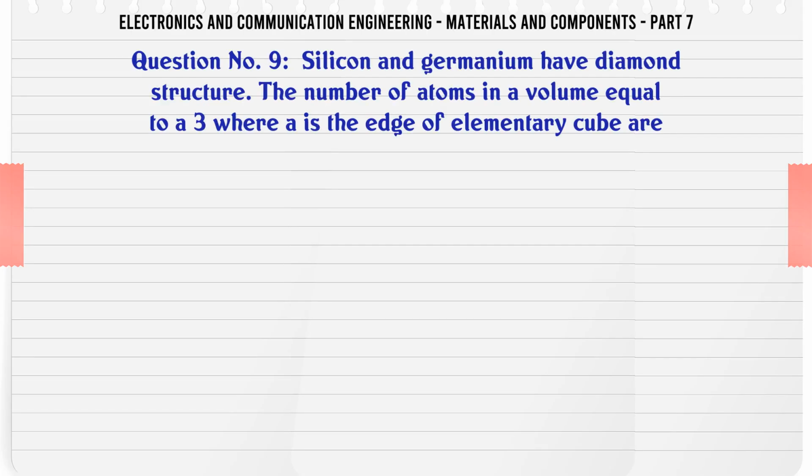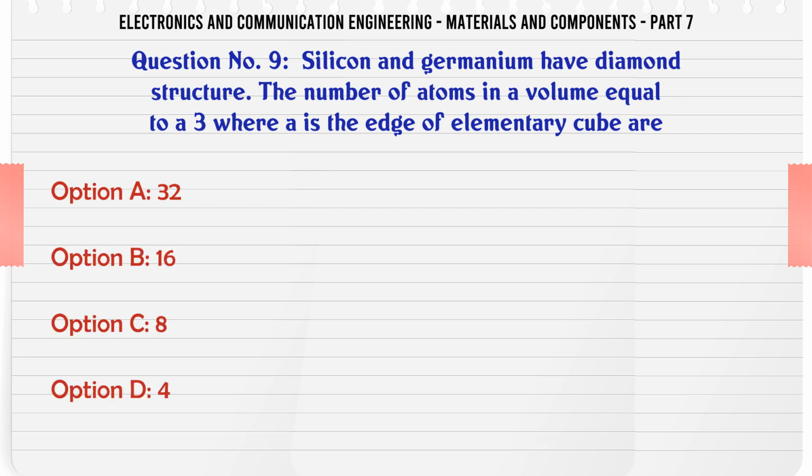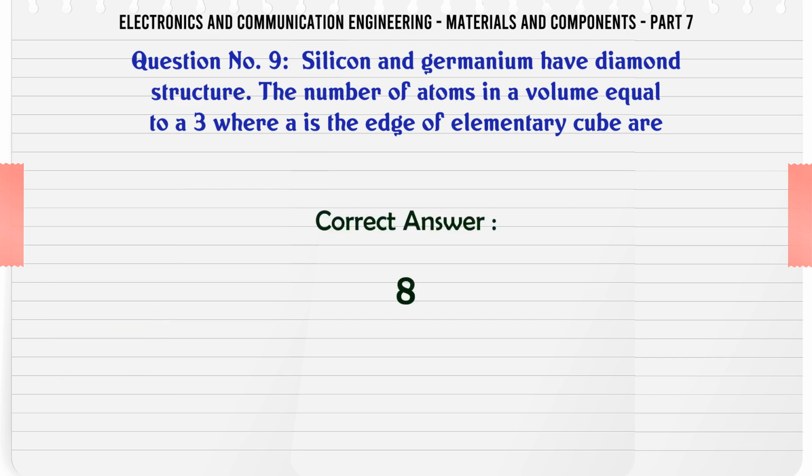Silicon and germanium have diamond structure. The number of atoms in a volume equal to a³, where a is the edge of the elementary cube, are A. 32, B. 16, C. 8, D. 4. The correct answer is 8.